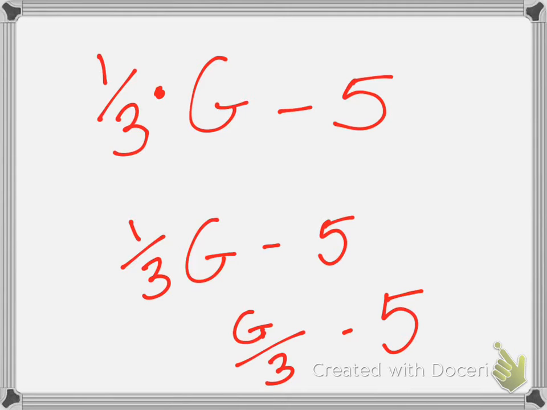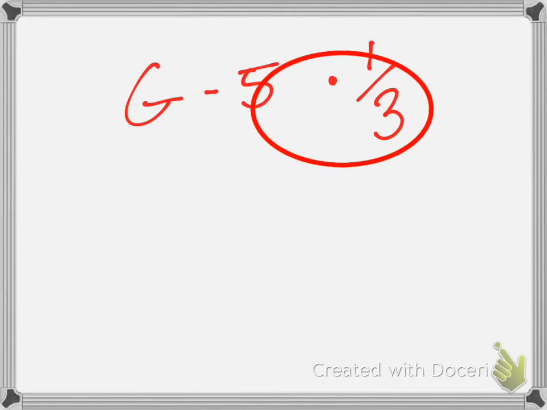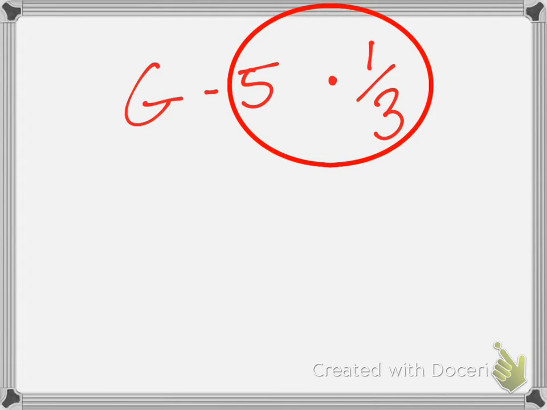Now, Ben asked a great question. He said, can we do G minus 5 times 1/3? Did I write it the way you want it? No. How? 1/3 at the end. So like times 1/3 like that? So we can't write it like that because according to PEMDAS, we have to do this part first.